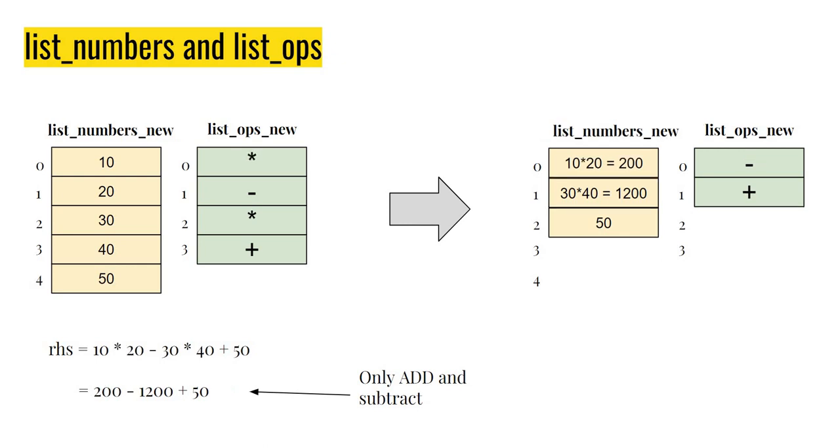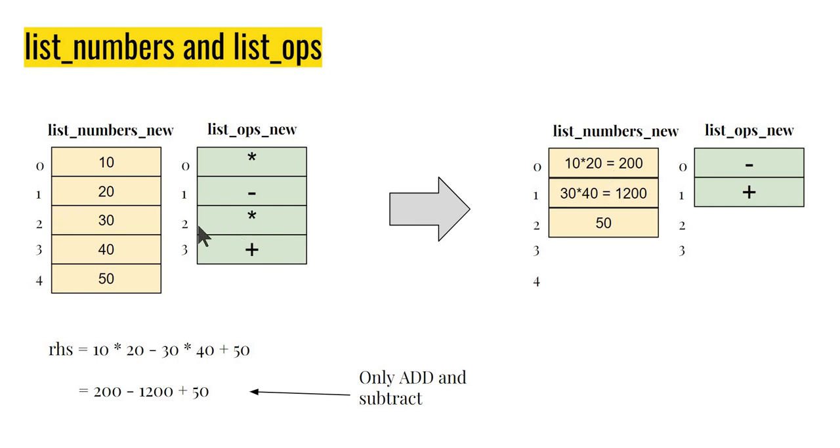Let's take one more example to make it more clear. Let's say I have two multipliers. In fact, nothing changes. All I need to do is figure out where my multiplier is, and which are the numbers impacted by this. So for example, in this case, 10 and 20, item number 0 and item number 1. So I do 10 times 20, 200. I put my list numbers new 0 as 200. I go and remove item 1 of list numbers new. So I'm left with 200.